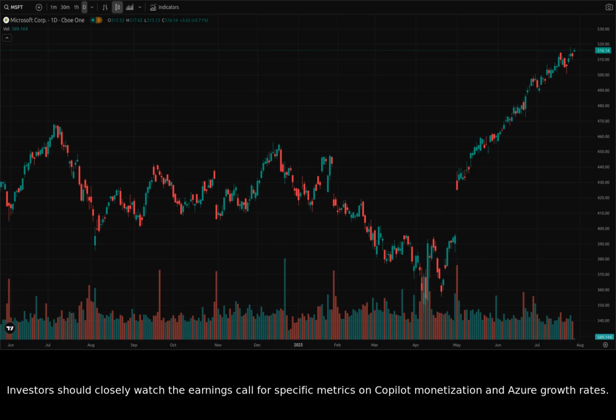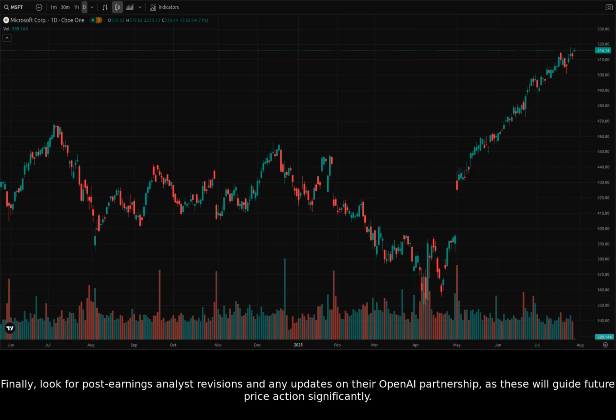Investors should closely watch the earnings call for specific metrics on Copilot monetization and Azure growth rates. Pay attention to the broader market sentiment as well, as tech stocks are often sensitive to macroeconomic news. Finally, look for post-earnings analyst revisions and any updates on their OpenAI partnership, as these will guide future price action significantly.